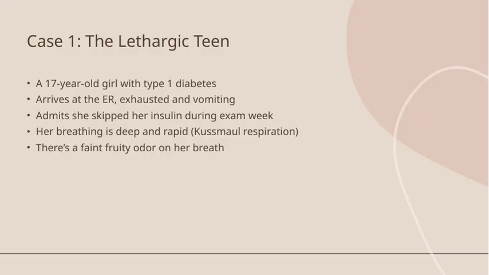Let's look at our first case, the lethargic teen. We have a 17-year-old girl with type 1 diabetes who arrives at the ER. She's exhausted, and she's vomiting, which immediately raises concern. She admits that during exam week, she skipped her insulin doses, which is a common issue but can be very dangerous. Her breathing is deep and rapid, what we call Kussmaul respiration, an important sign of metabolic acidosis.